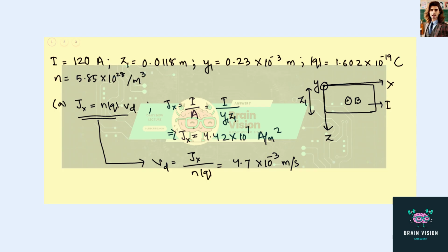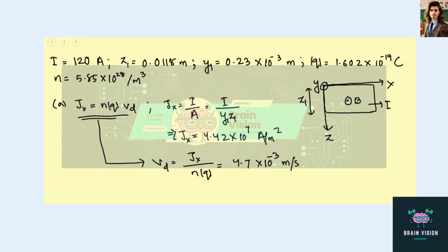So here we have a section of the silver ribbon, and we know that the drift velocity is related to the current density by this equation, and current density is given by current over area, which is equal to y1 times z1. So using this equation, we find the current density and use this value of current density in this equation to find the velocity. And that comes out to be 4.7 times 10 to the power minus 3 meter per second.